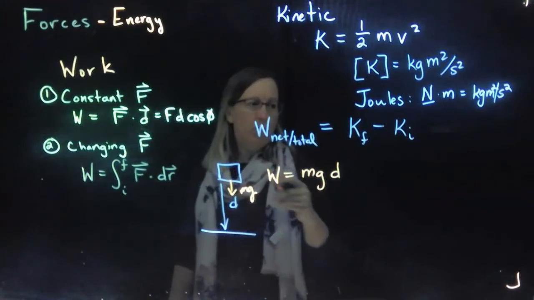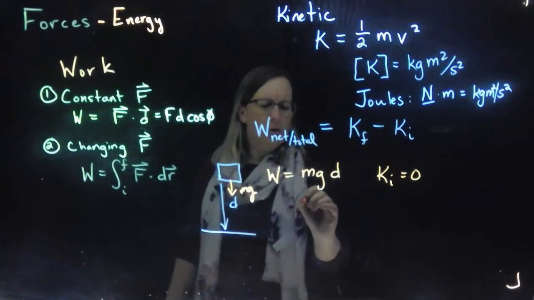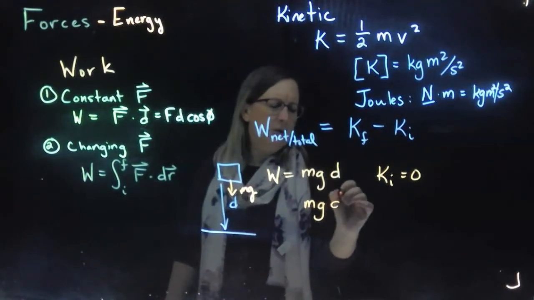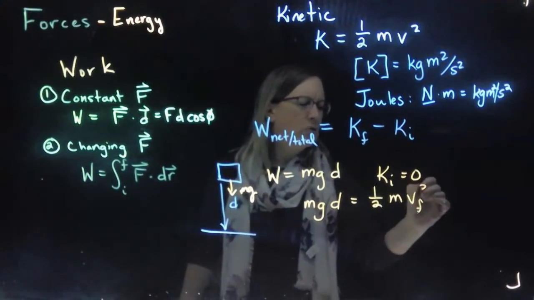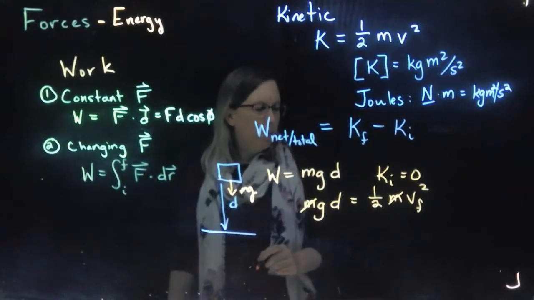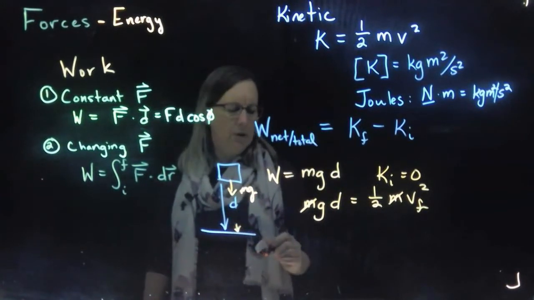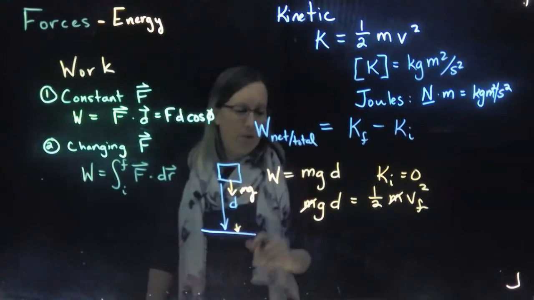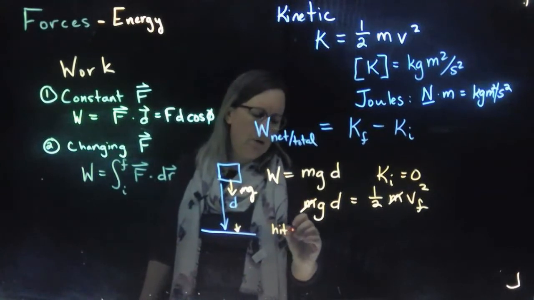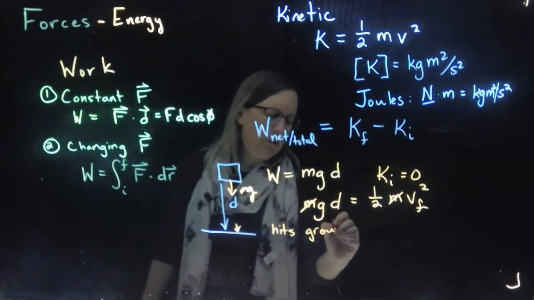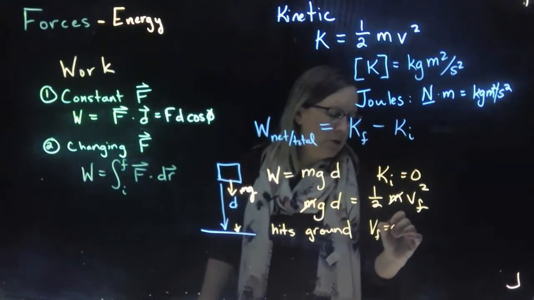If it's starting from rest, then the K initial is equal to 0. So we get mgd is equal to 1/2 mv final squared. And there we go. Now, this is our final speed right before it hits the ground, right? If it hits the ground and then stops, as it does, then we would say, hey, after it hits the ground, the final speed is equal to 0.